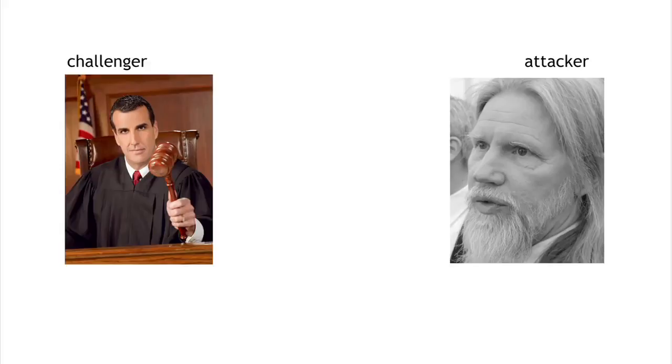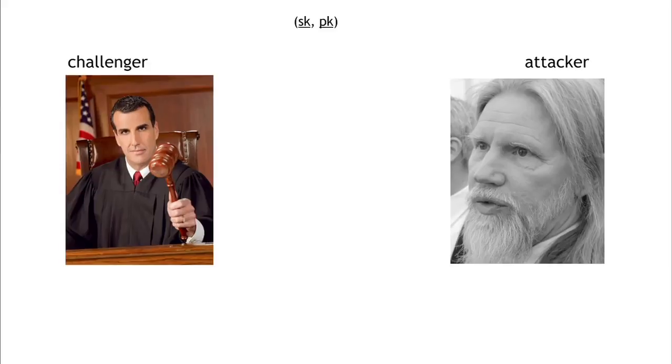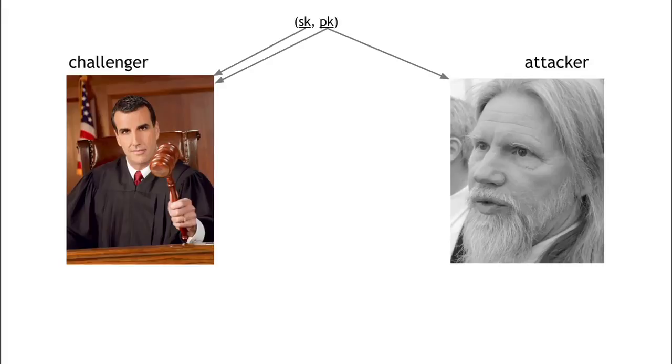Okay, so the game works like this. The first thing we do is we use generate keys to generate a secret signing key and a public verification key that match up. Now we give the secret key to the challenger, to the judge, and we give the public key to both parties, both to the challenger and to the attacker. So the attacker only knows information that's public. He only knows the public key.